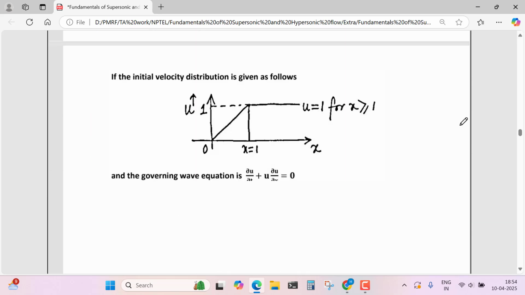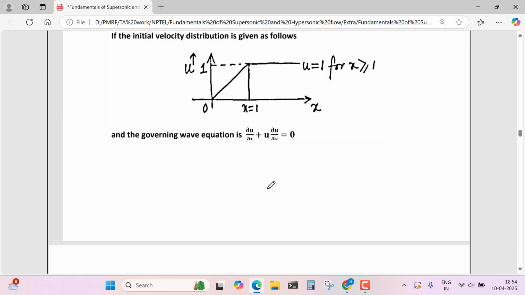Okay, now let's see the next problem. If the initial velocity distribution is given as follows. This is the initial velocity distribution which is given. From 0 to x equal to 1, velocity is increasing. And for each value of x greater than 1, u equal to 1. And the governing wave equation is dou u by dou t plus u dou u by dou x equal to 0. I have not taken the full question here.